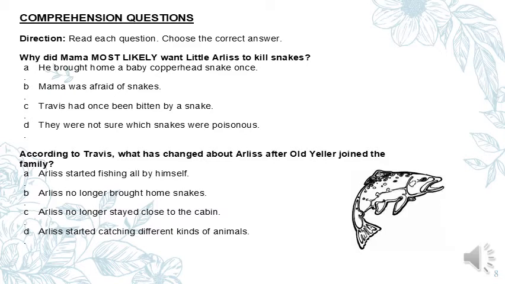He brought home a baby copperhead snake once. According to Travis, what has changed about Arliss after Old Yeller joined the family? We have read this before. What happened to Arliss? Yes, when we said that he started catching bigger game, and we said game means animal, so this is the correct answer. Arliss started catching different kinds of animals.